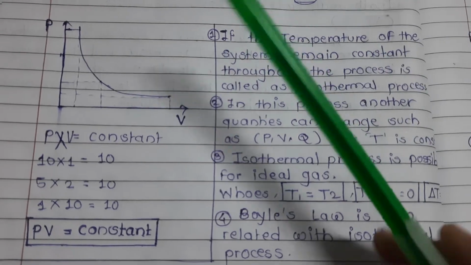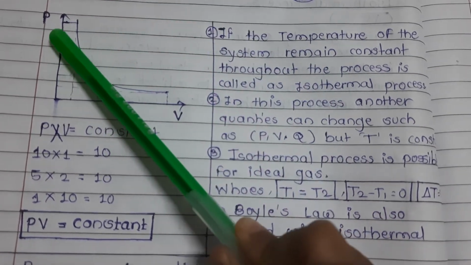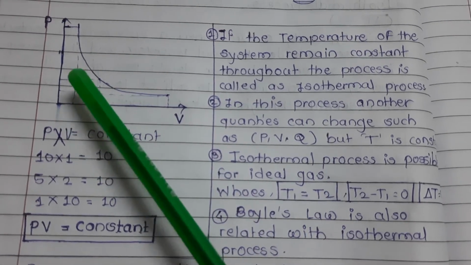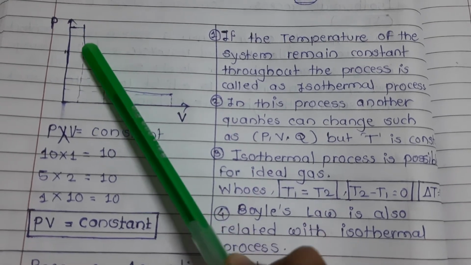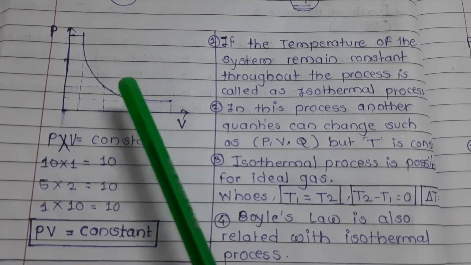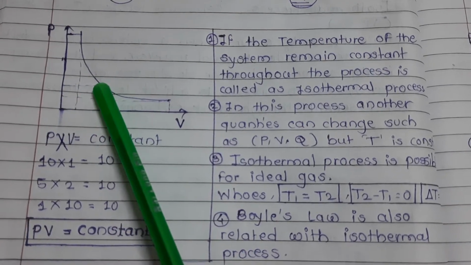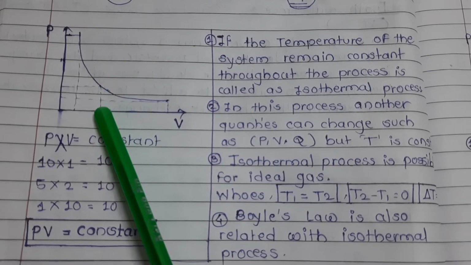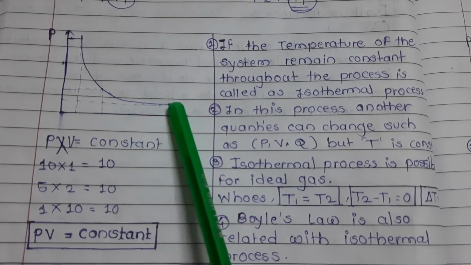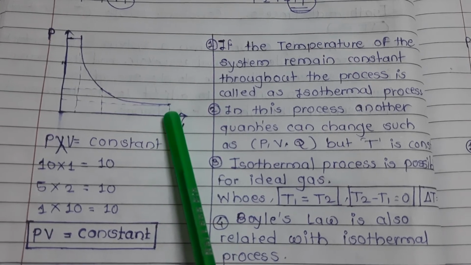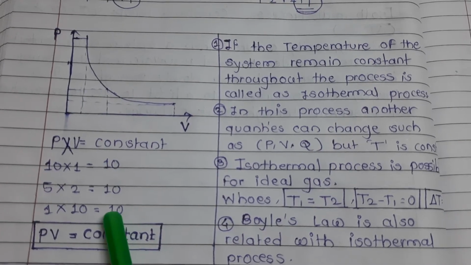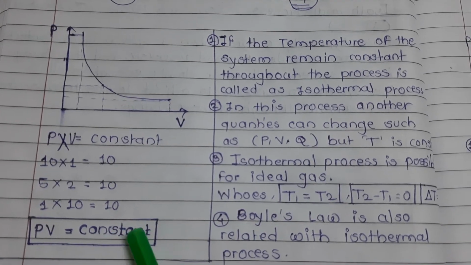How? See, let here pressure be 10 bar, volume 1 meter cube. Pressure at this point, volume: 10 into 1, 10. At the middle, pressure 5, volume 2, 5 into 2, 10. At the last, volume is 10 meter cube and pressure is 1, 10. Hence, PV is equal to constant.